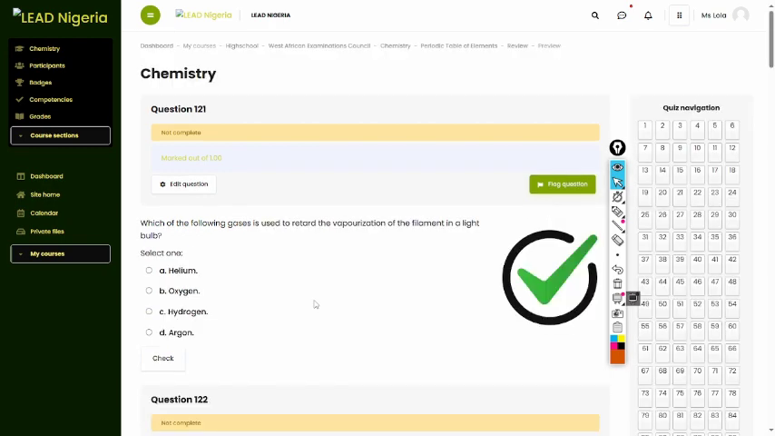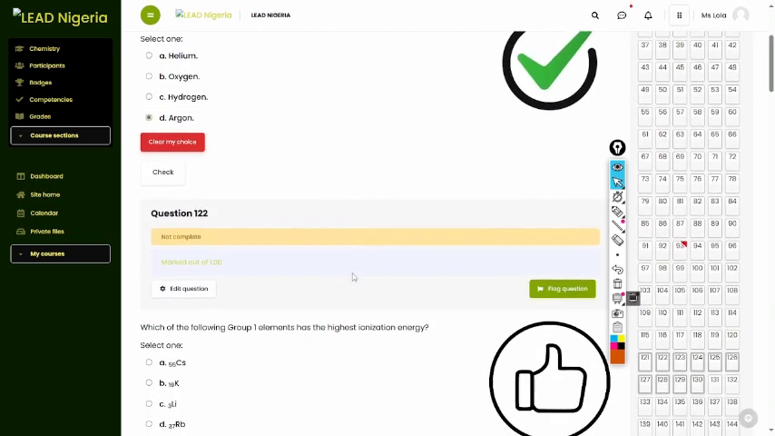Which of the following gases is used to retard the vaporization of filaments in a light bulb? So the answer to this is argon. Argon is the noble gas that is used to retard vaporization of filaments in a light bulb.